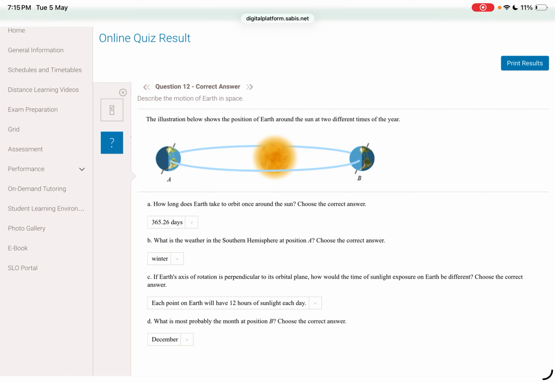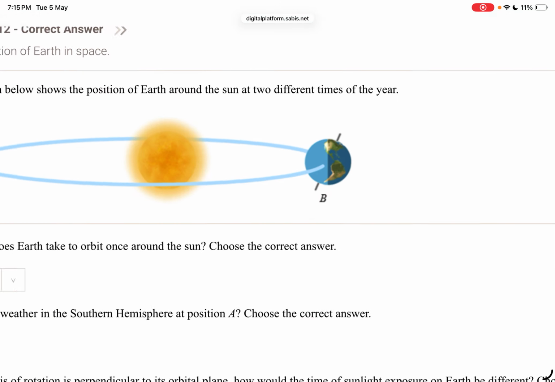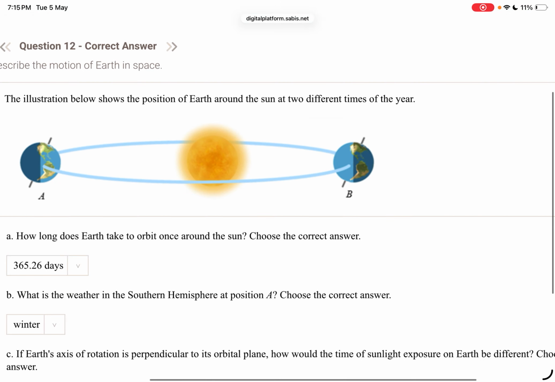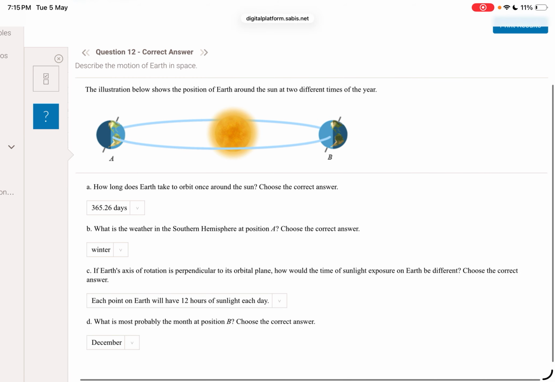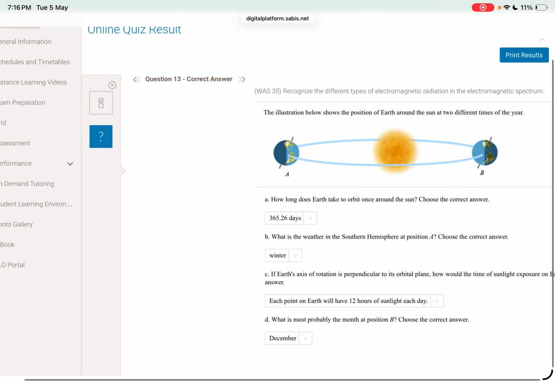And for part D, which month is most likely at position B? At position B, the southern hemisphere is tilted towards the Sun, which means the southern hemisphere has summer and the northern hemisphere has winter. The southern summer happens around December to January. So December is the correct choice here because it's tilted, it's the opposite. Question number 13.